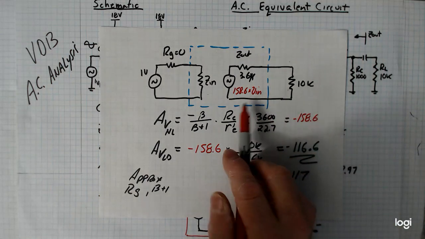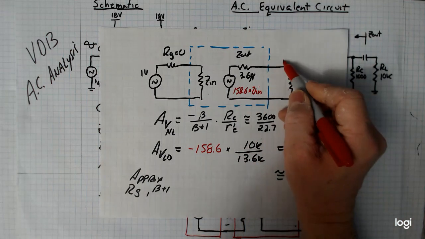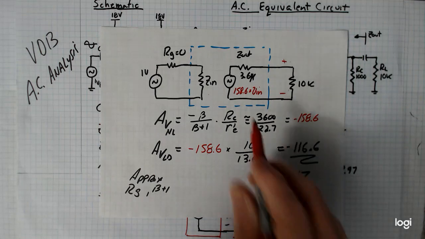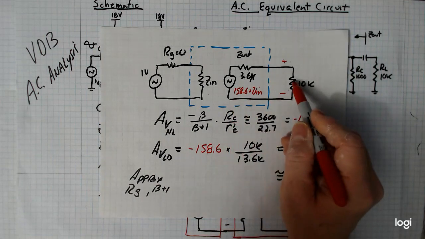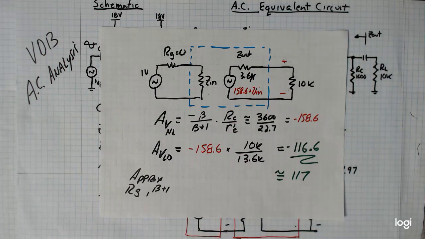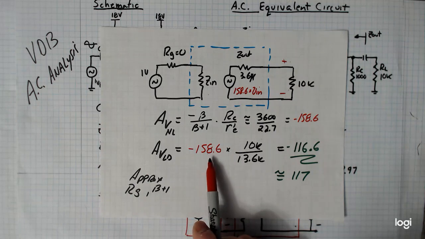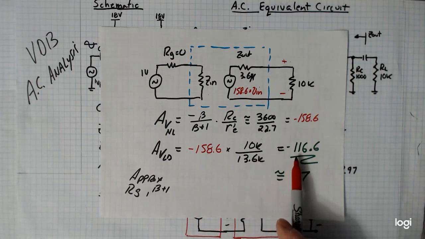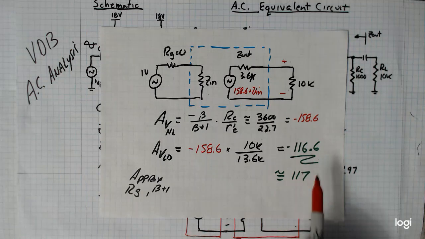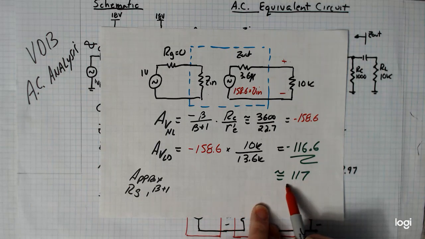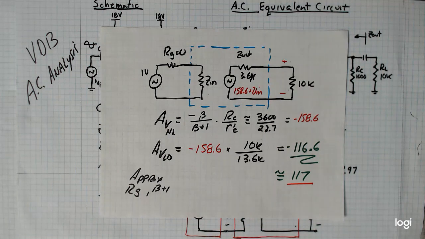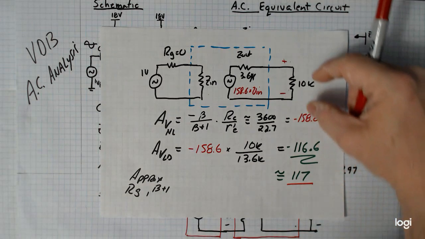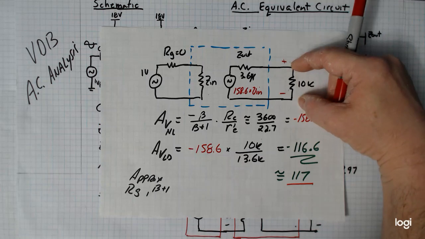If I now want to figure out what's appearing across the load, what I would do is multiply this 158 times 10K over 13.6K. I would factor in the voltage divider, and when I do that, I get minus 158.6 times 10K over 13.6K, comes out to minus 116.6, which is 117, exactly the same number he got. Okay, so he is calculating the final voltage that appears across the 10K.